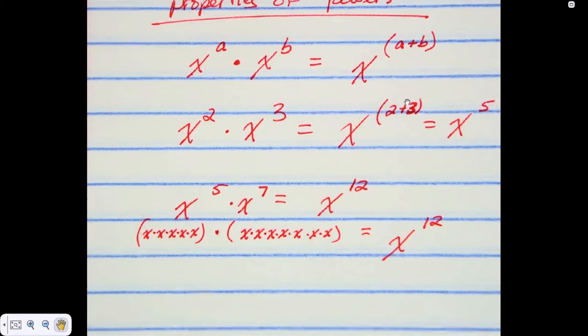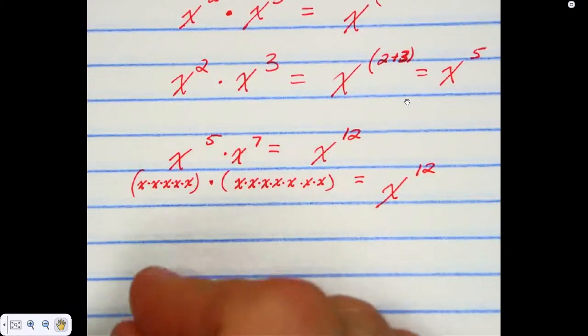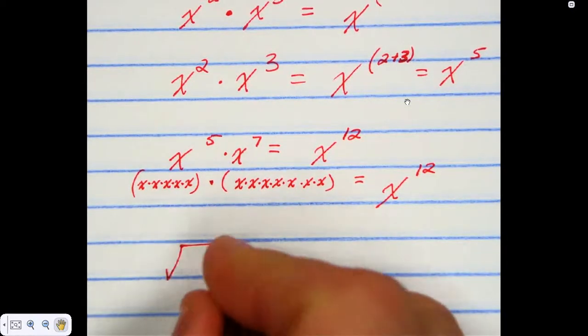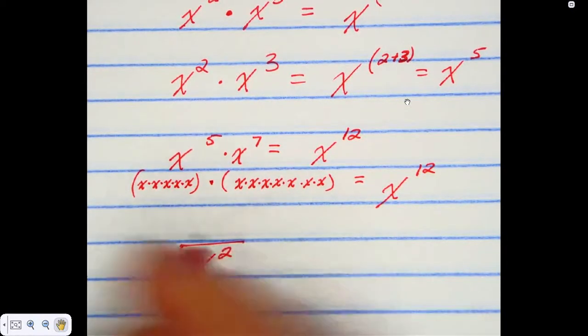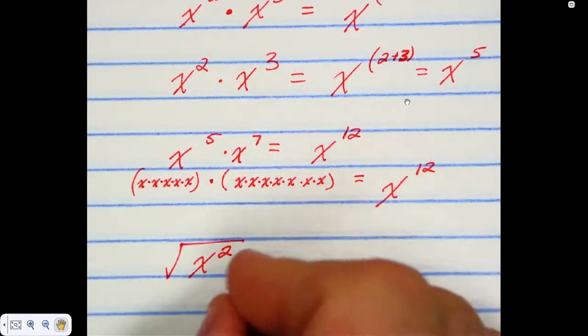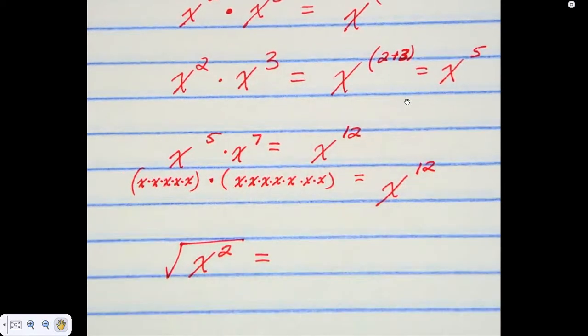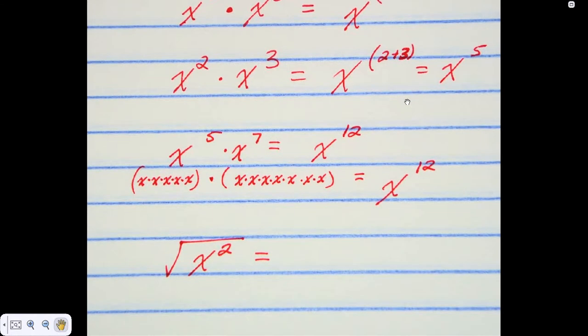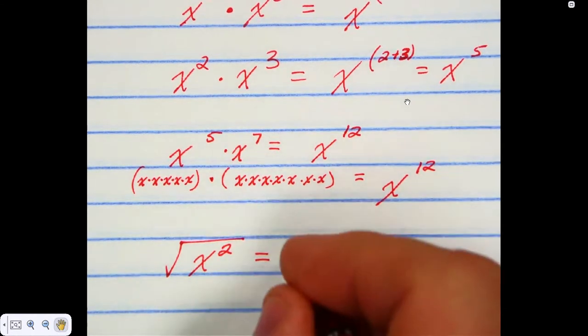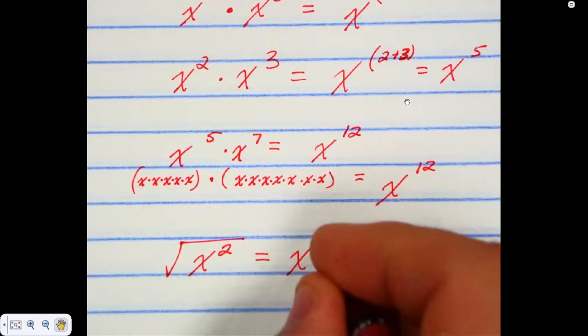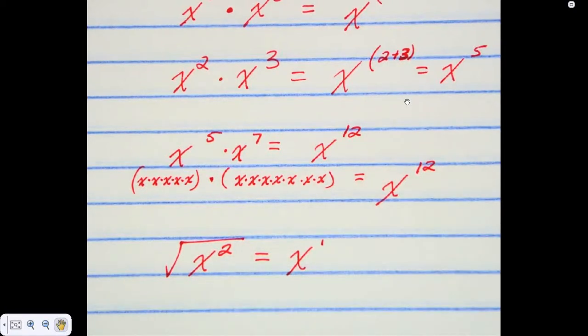All of this is getting to this fact. Square root of x to the second power. I'm asking, what could I square and get x squared as the answer? What is it? X to the first power. I know you don't write the first, but we understood that that's a first, don't we? So the square root of x squared is x to the first.